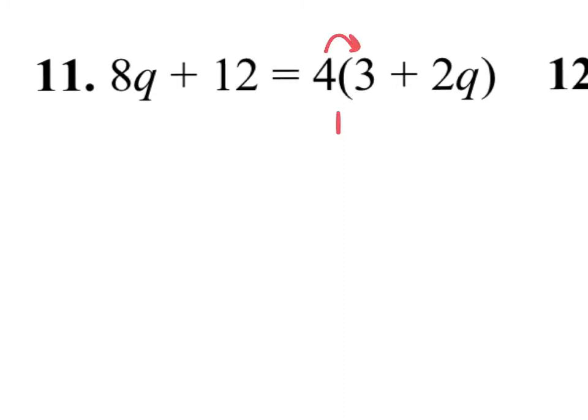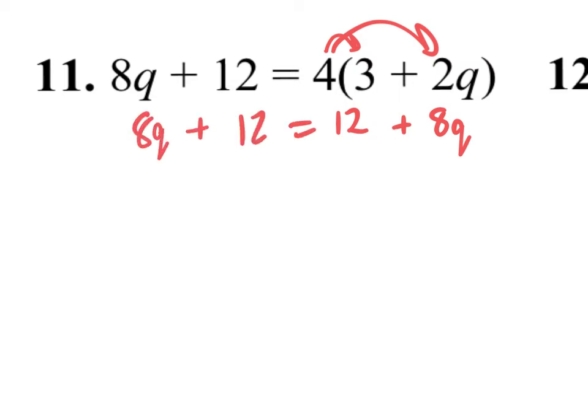So 4 times 3 is 12. 4 times 2 is 8. And yeah, we're talking about q's right there. Let's bring down the equal sign, bring down the 12, bring down the plus, and the 8q. So what we have here, ladies and gentlemen, is an equation that's now simplified that has q's on both sides of the equal sign. We don't want the q's on both sides. We only want it on one side.